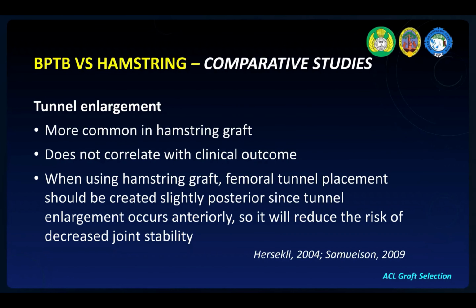The other thing is the tunnel enlargements. It is more common in hamstring graft, but it doesn't correlate with clinical outcome. When using hamstring graft, the femoral tunnel should be created slightly posterior, since tunnel enlargement usually anchors anteriorly, so it will reduce the risk of decreased joint stability.